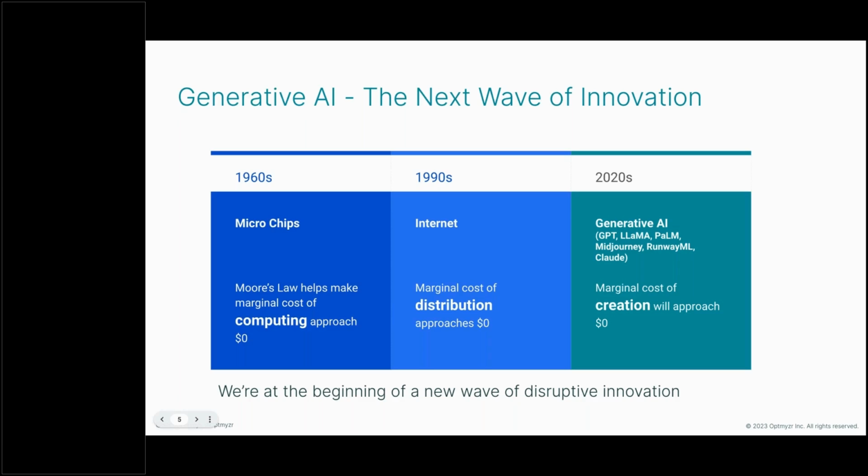And then 30 years later, in the early 90s, the internet was invented here. And that, again, made the marginal cost of something approach zero. In that case, it was the marginal cost of distribution. So now we could put music and songs and videos on the internet and basically make it free to distribute these things. And that revolutionized a whole bunch of business models. And now, again, 30 years later, we're at the forefront of generative AI. Systems like GPT, which is probably the one that most people have heard about, but also Llama, Palm, Midjourney, Runway ML, Claude, all of these systems are starting to make the marginal cost of creation approach zero.